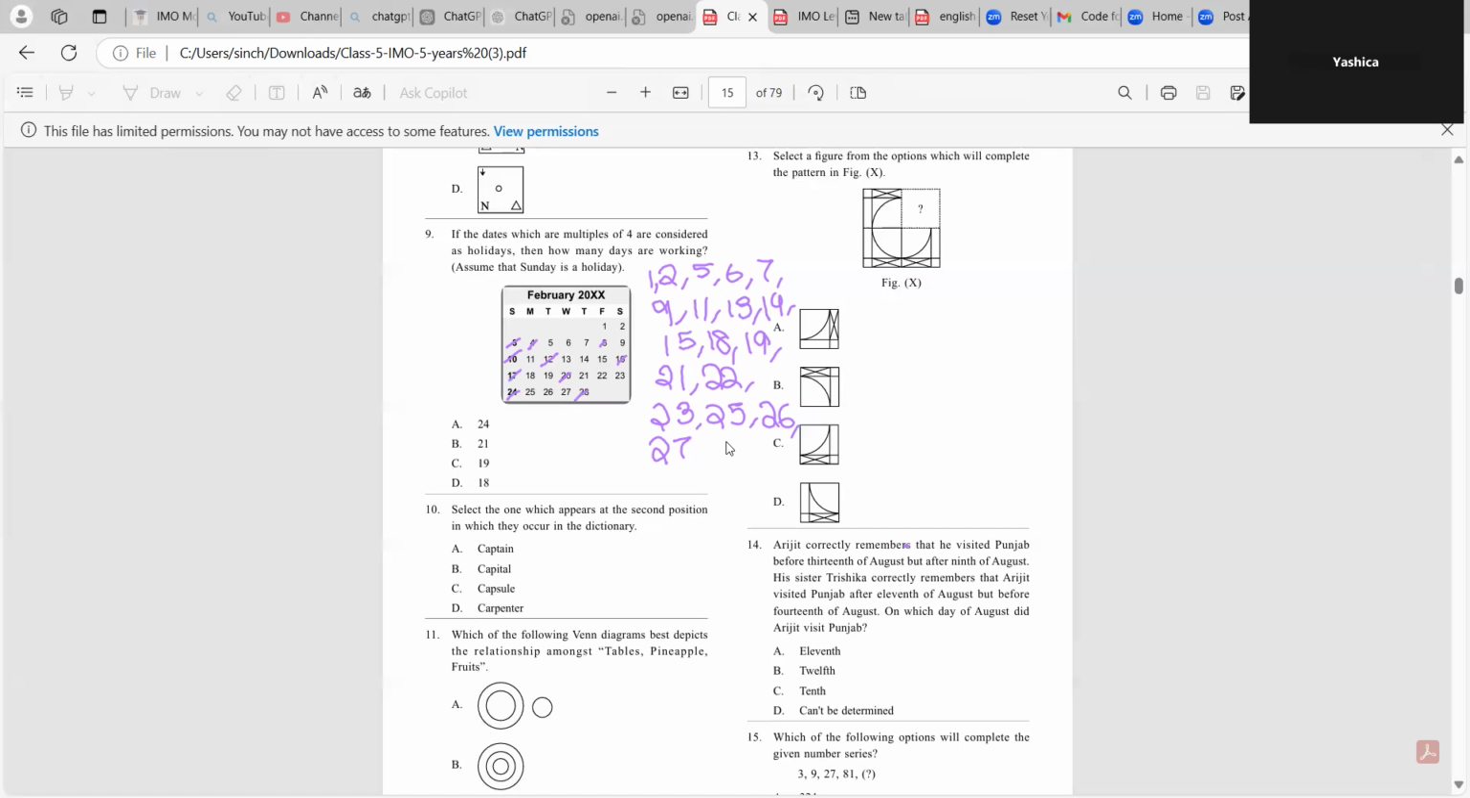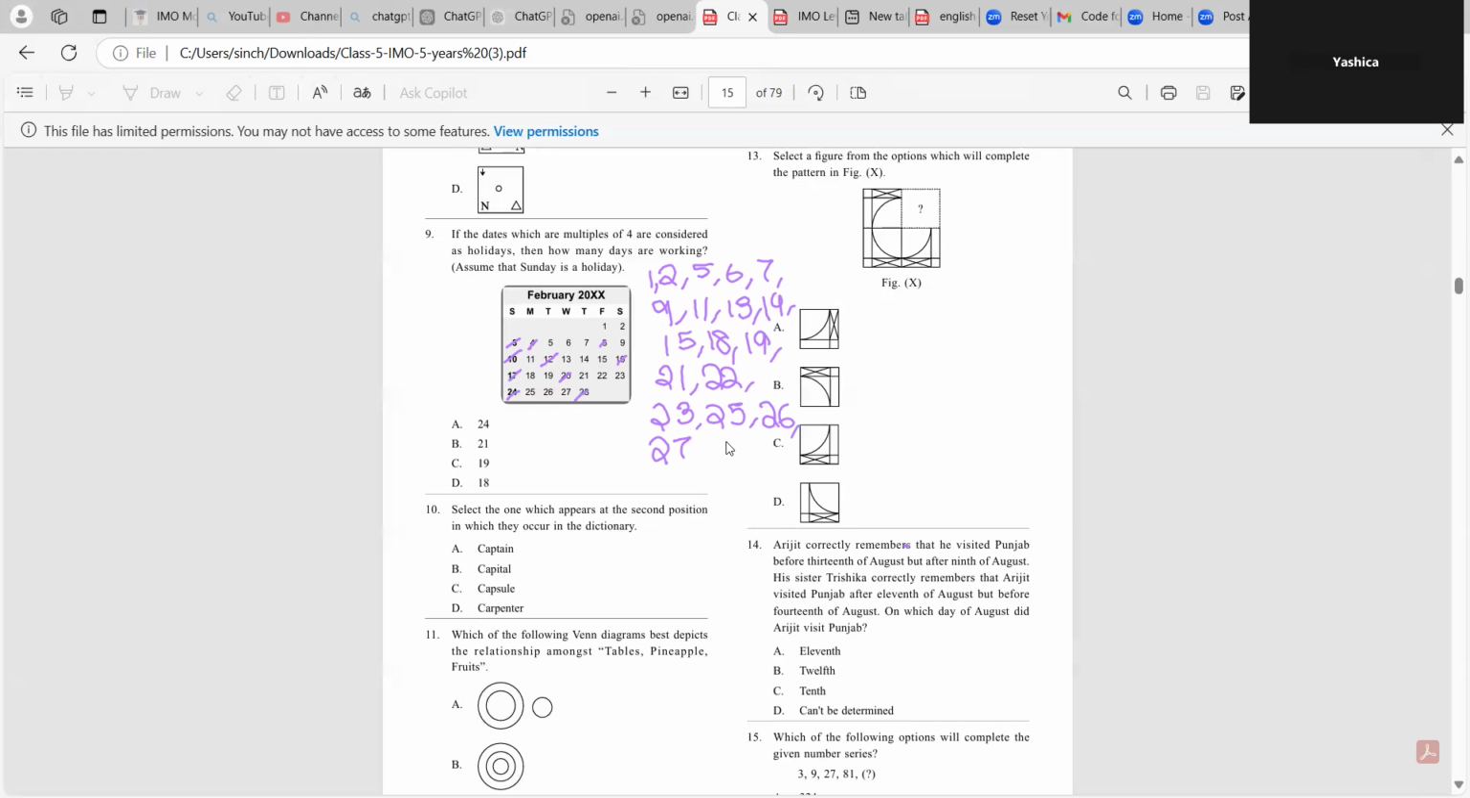So the first multiple of 4 is 4, which I have crossed out. Then is 8, again crossed out. Then 12, then 16, then 20, then 24 is a Sunday. So I've already crossed that out. We cannot cross it out again. And then I will cross out 28. So how many days are working?